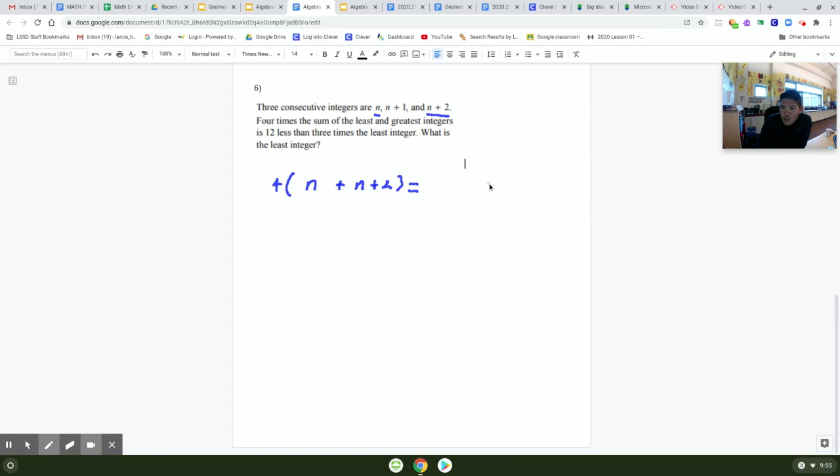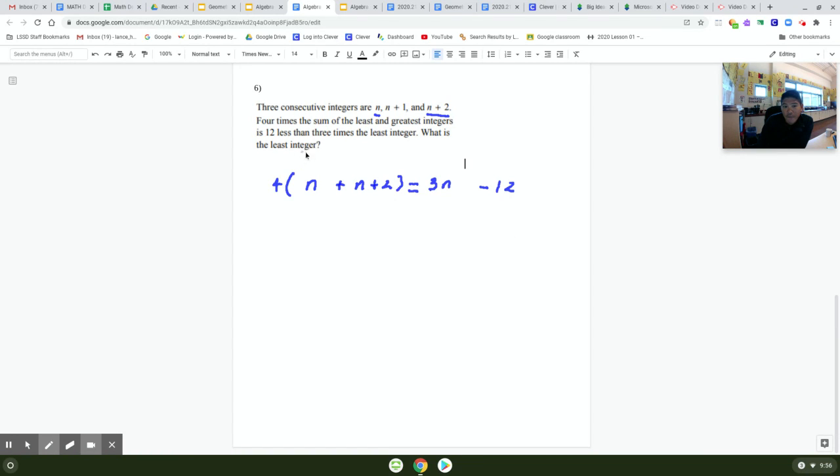So all I'm doing is using the information to build my equation. So 12 less than 3 times the least integer. Okay, some of you might try to do 3 times and then multiply the minus 12 by 3, but what you want to multiply 3 by is the least integer, and the least integer is n. So 3 times the least integer n. This is 12 less than 3 times the least integer.